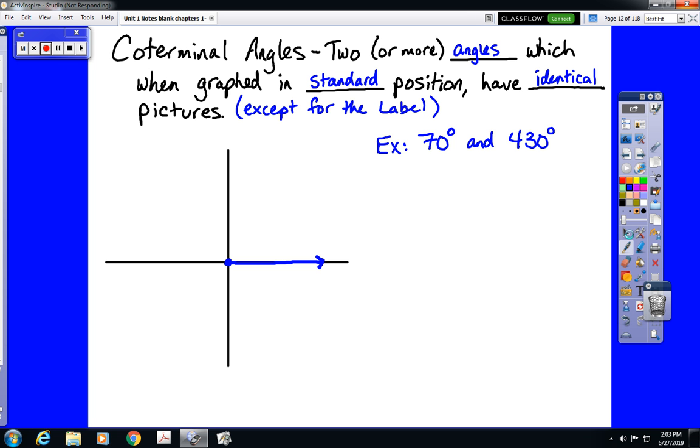We'll start with one side on the positive x-axis. Remember that is 0 degrees or 360. Remember that the positive y-axis is 90 degrees, the negative x-axis is 180 degrees, and the negative y-axis is 270 degrees. It's 90-degree increments. So, when we finish drawing 70 degrees, that would be somewhere in the first quadrant with a label of a rotation of 70 degrees.